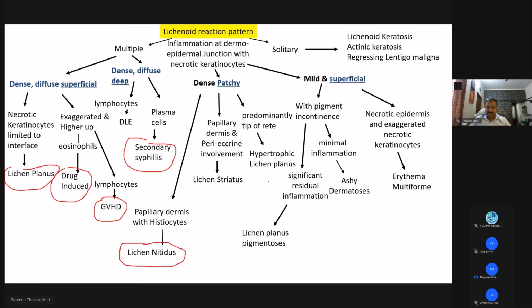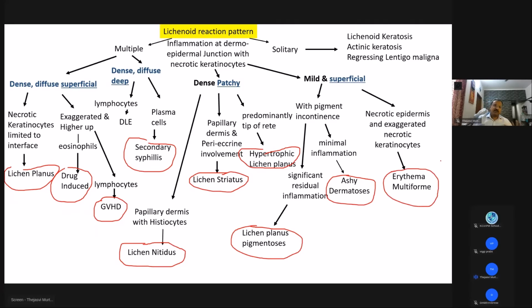Dense patchy with papillary dermis and histiocytes is lichen nitidus. Dense patchy with pericrine involvement is lichen striatus. Predominantly tip of the rete, again patchy inflammation, is hypertrophic lichen planus. When you come to mild and superficial with pigment incontinence, if there is residual inflammation it is lichen planus pigmentosus, and with minimal inflammation it is ashy dermatosis. If you are seeing necrotic epidermis and exaggerated necrotic keratinocytes, it is erythema multiforme.